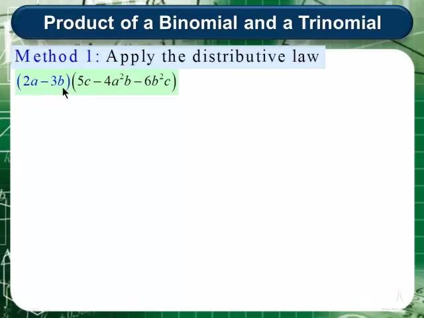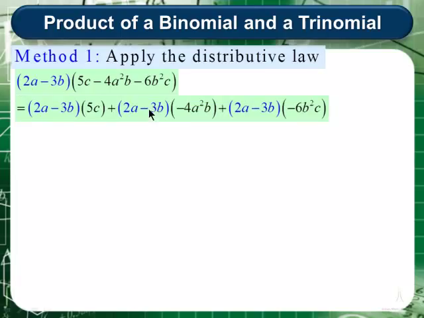Here we have a binomial in blue multiplied with a trinomial, 3 terms in a bracket as indicated on the screen. So the distributive law in this case means that we take the binomial and as a unit multiply it with each one of the terms of the trinomial independently. So 2a minus 3b must be multiplied with 5c first of all, then with minus 4a squared b, and then with minus 6b squared c finally.